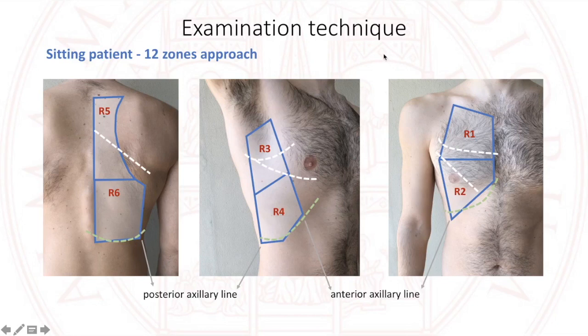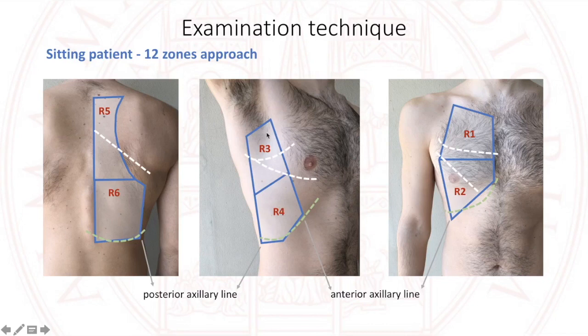So to make our exam repeatable, we need to know where we are and how to report the different abnormalities that we find. This is an example of a 12 zones approach, which is very commonly used. We can divide the chest of the patient in an anterior part, lateral part, and posterior part, the border being the posterior and the anterior axillary lines. Then this area can be cut in two, one upper and one lower.